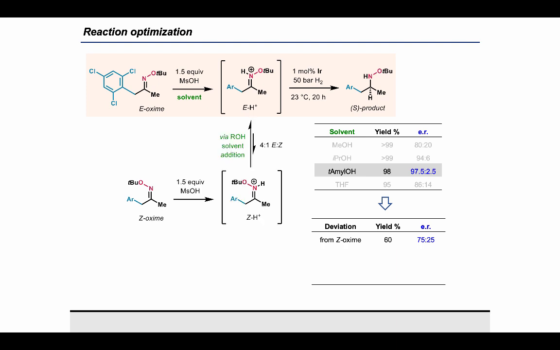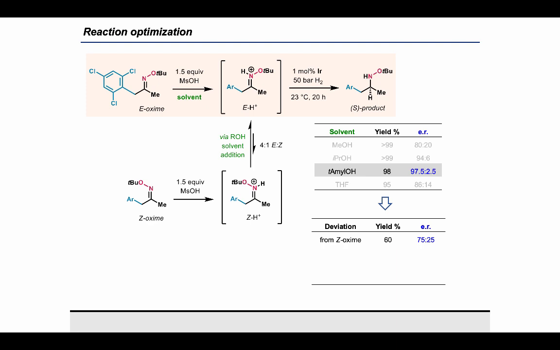In fact, protonated oximes isomerize via solvent nucleophilic addition to the sp2 carbon and elimination. Therefore, the speed of this process can be tuned with the choice of the solvent. Not surprisingly, the less nucleophilic tert-amyl alcohol led to the highest selectivity by preventing the formation of the Z isomer.